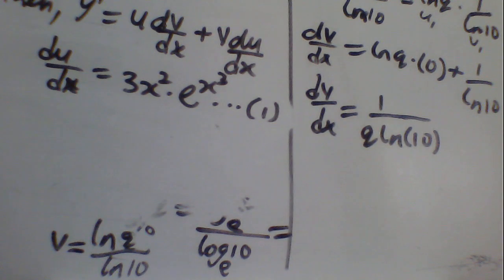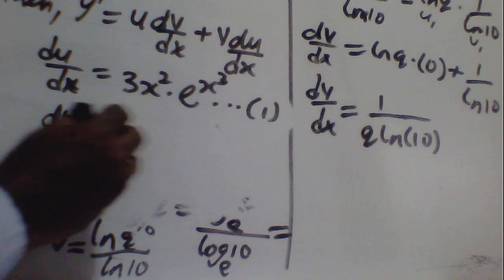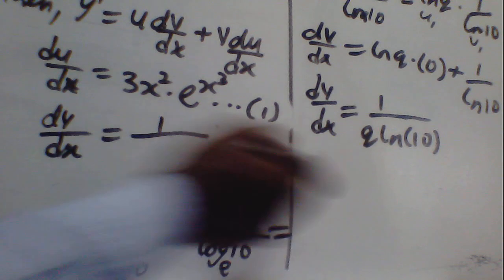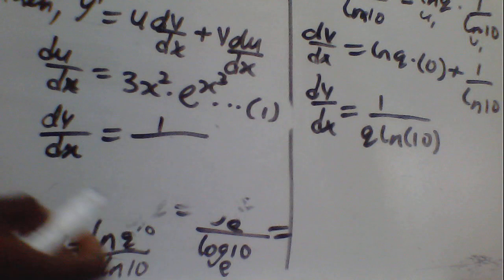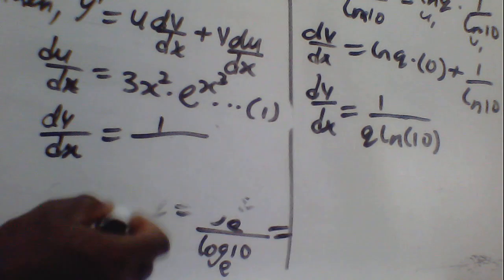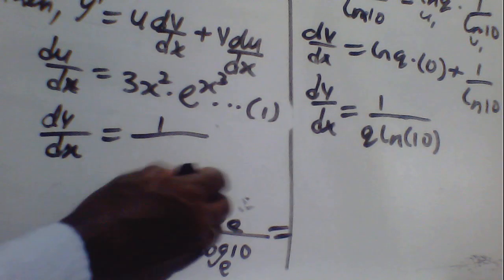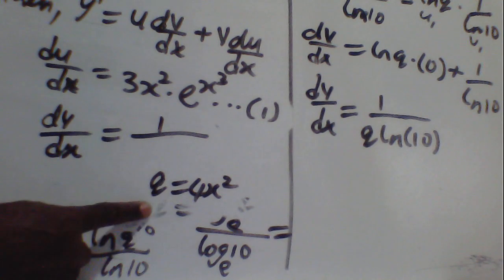So we have that dv over dx is equals to what? dv dx is equals to 1 over, mind the q is equals to, what do we say that is q? What do we assign to the q? We say that q is equals to 4s squared. Is it not? We said q is equals to 4s squared.